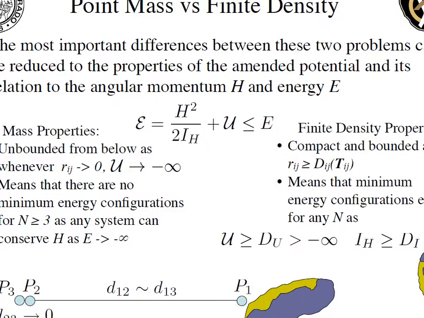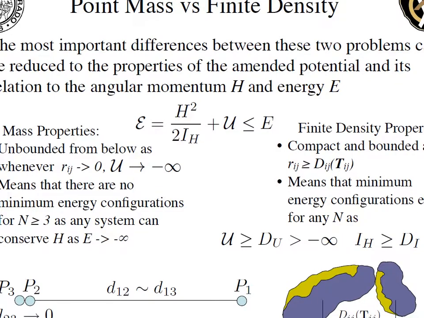For the finite density problem, this amended potential under the restriction given here actually becomes compact and bounded. And that means that minimum energy configurations always exist for any n. This essentially corresponds to the fact that the mutual potential is always bounded from below, and the moment of inertia is always bounded away from 0.